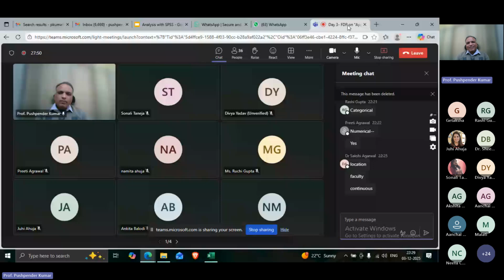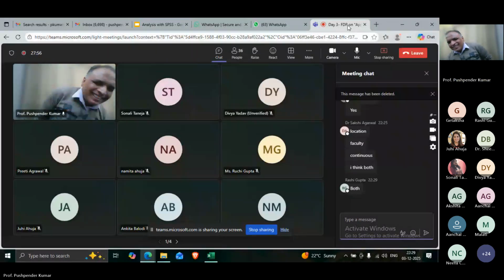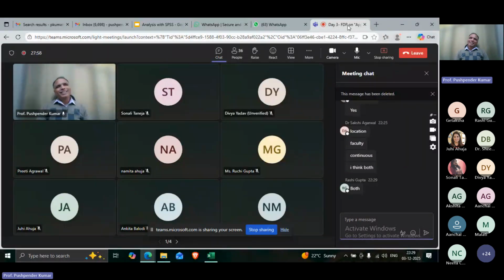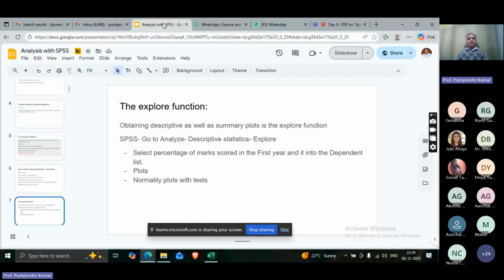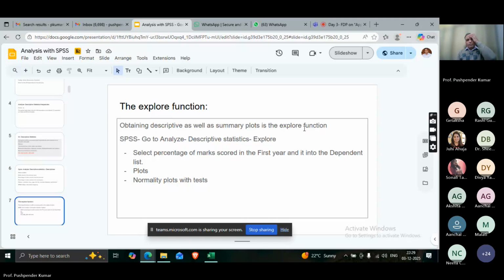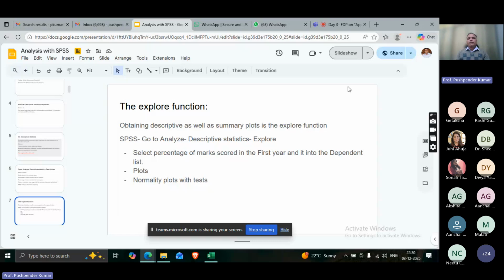I think both. Okay, both. Is it both? Can we check the normality of gender, 0 and 1? Will it be useful? Can I check the normal distribution curve of male, female? Okay, thank you. Continuous. Thank you very much. So numerical value, and here I have taken an example. Now you can see which example? Percentage of marks scored in the first year. So please pay attention. We are going step by step.